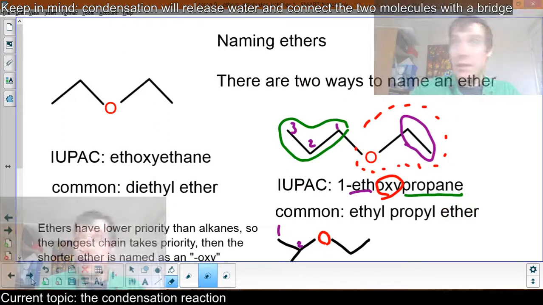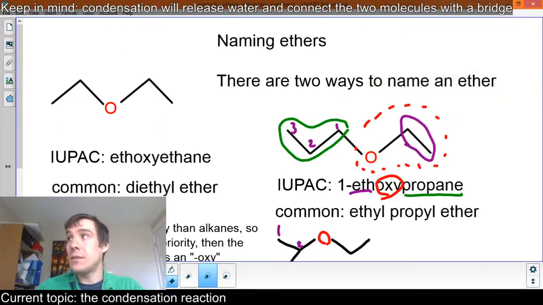Okay, naming ethers. There's actually kind of two schools of thought. Simple ethers like this can just be named based on what the two side chains are. So this is diethyl ether. But IUPAC would prefer us to call it ethoxyethane. Or over here we have ethoxypropane or ethyl propyl ether. If we use the common name, you can see where that comes from. It's ethyl and propyl, ethyl propyl ether.